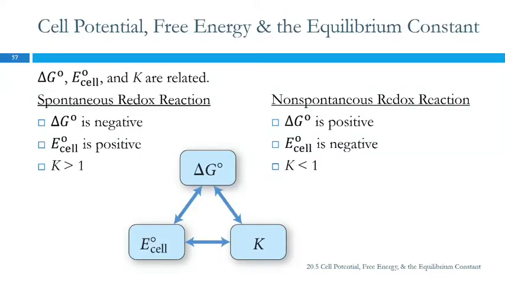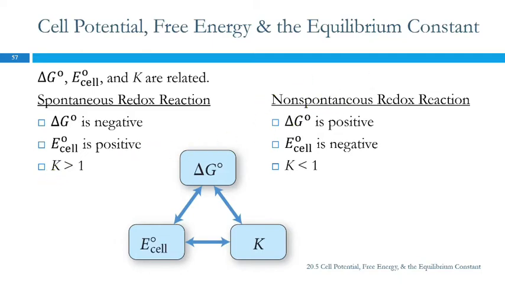Okay, so section 20.5. We're going to look at the relationship between the free energy, standard free energy, the standard cell potential, and the equilibrium constant. These three quantities are all related to each other. So in a spontaneous reaction, the standard free energy is negative. That's what tells us it's spontaneous. The standard cell potential will be positive, and the equilibrium constant will be greater than 1.